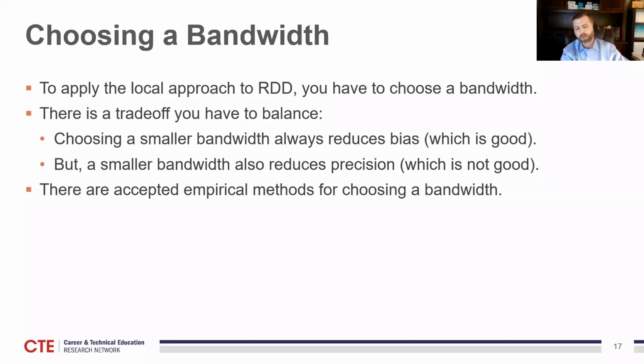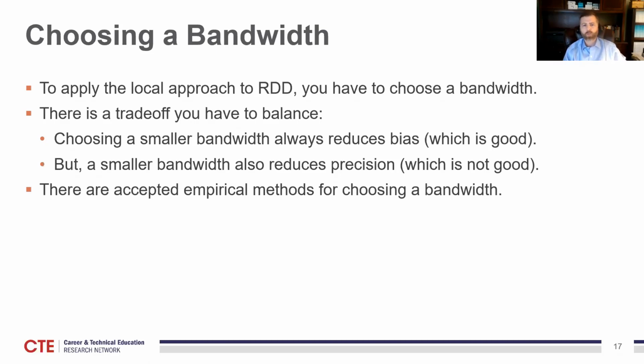So one of the key things that you have to do when applying the local strategy is pick a bandwidth. Right, so you have to decide how large is that window around the cutoff that you want to use to estimate the impact of the intervention. There's a trade-off here when you're choosing the size of that window. For any given functional form, that functional form relating the rating variable to the outcome, choosing a smaller bandwidth is always going to make the model do a better job of approximating that true unknown function. So by reducing the bandwidth, you're always going to reduce the potential bias from your estimate of that functional form. So that's good. Reducing bias is good.